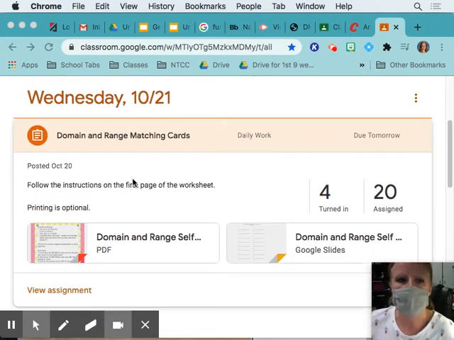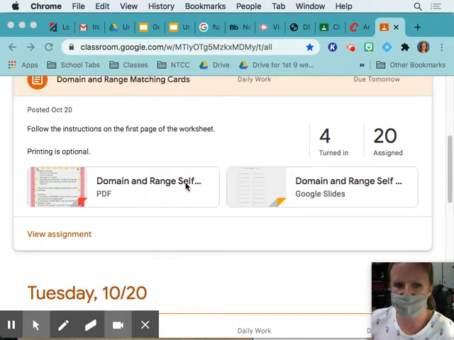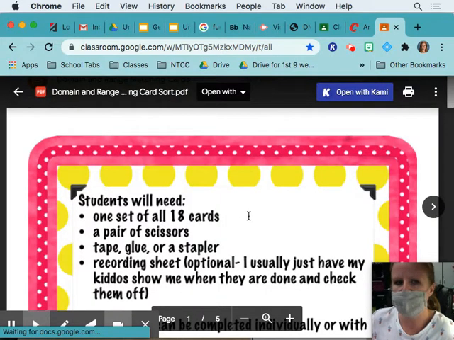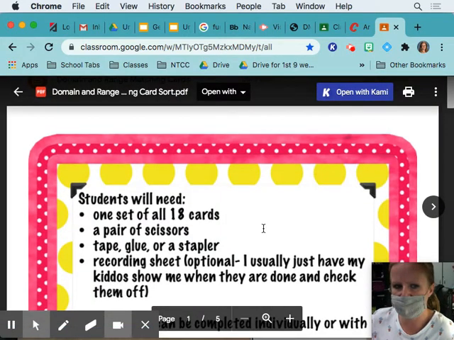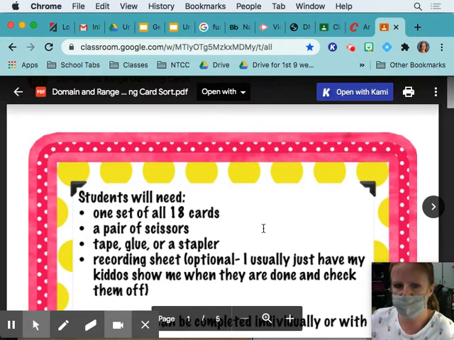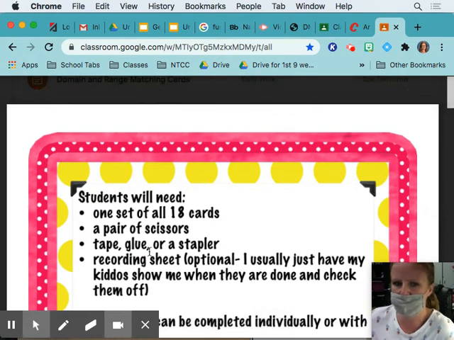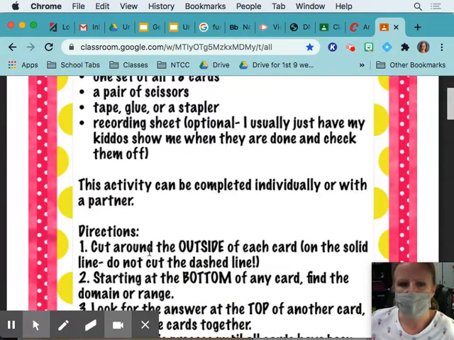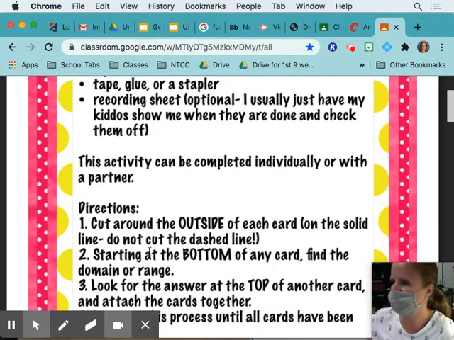Okay, we are doing domain and range matching. So here is the assignment as a PDF. You have one set of 18 cards, scissors, tape, or glue. Well, we're not even going to do that. We're just going to do the recording sheet, and you're going to complete this individually. I'm going to help you get started.